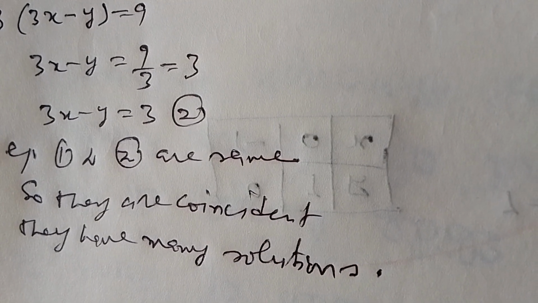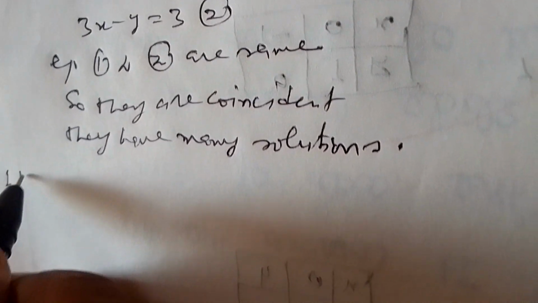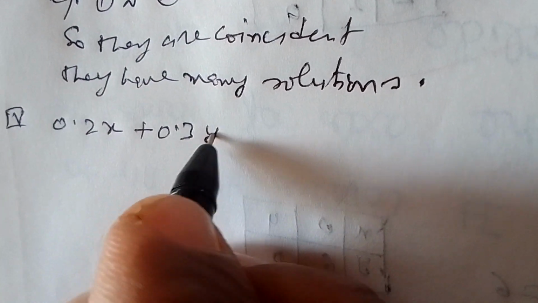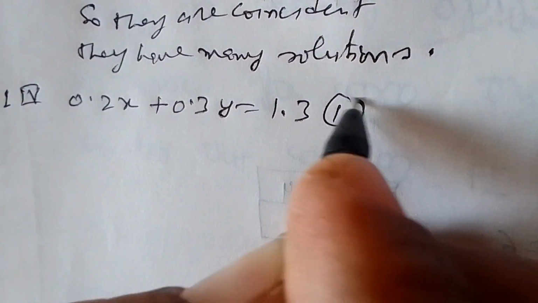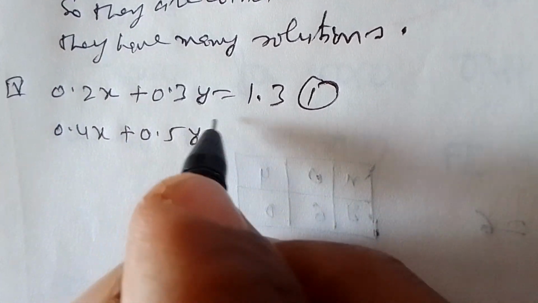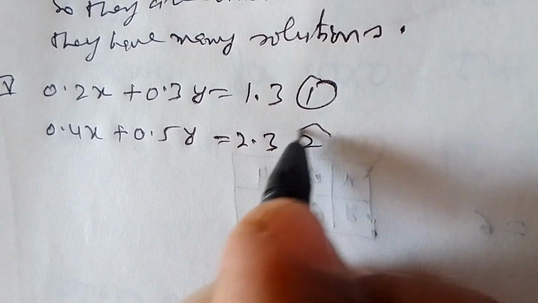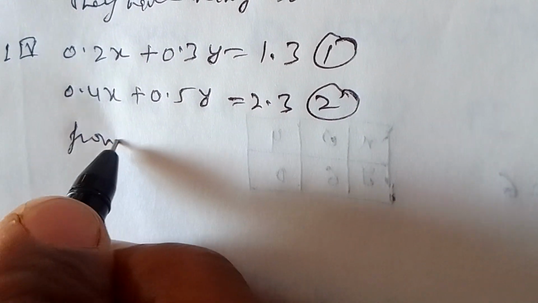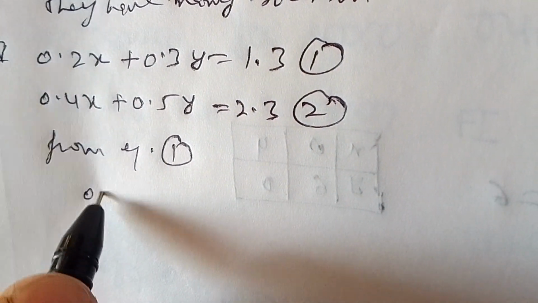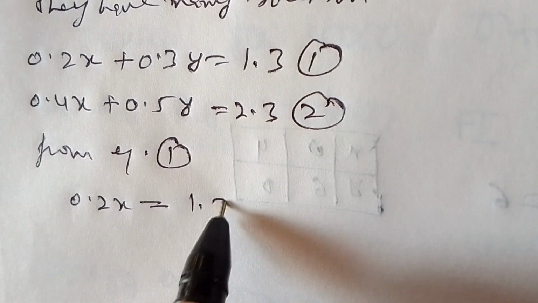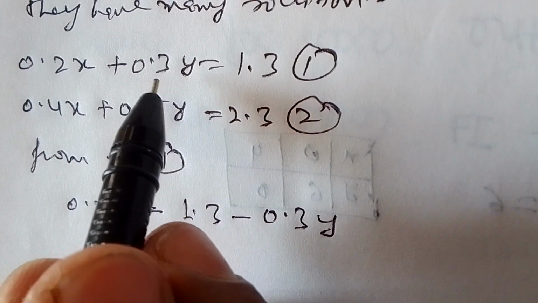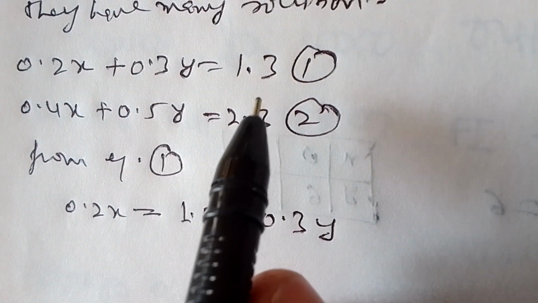Now we will carry on to the fourth part of the question, that is 0.2x plus 0.3y is equal to 1.3, that is equation 1, and 0.4x plus 0.5y is equal to 2.3, that is equation 2. From equation 1 we can write it as 0.2x is equal to 1.3 minus 0.3y, because when we carry 0.3y towards the other side it becomes a minus sign.